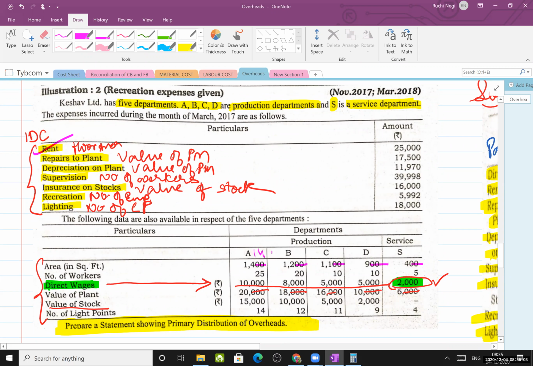आपका रेशियो क्या हो जाएगा, 14:12:11:9:4. Okay, so this is your area occupancy ratio. If you want, you can reduce it further, but it's of no use. You are using calci, so calci will take care of the calculations. ठीक है, ऐसा. This is how you remove the ratio. Then second ratio is number of workers. 25:20:10:10:5. If you want, you can reduce this ratio. If you want, you can keep it as it is. I generally have a habit of keeping it as it is because calculator is there for taking care of the calculations.